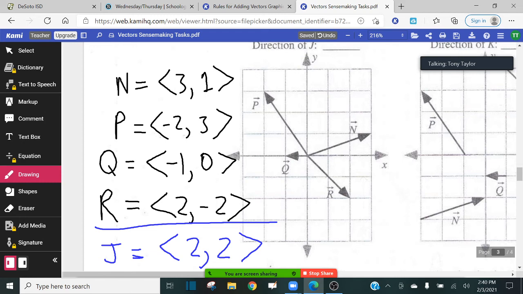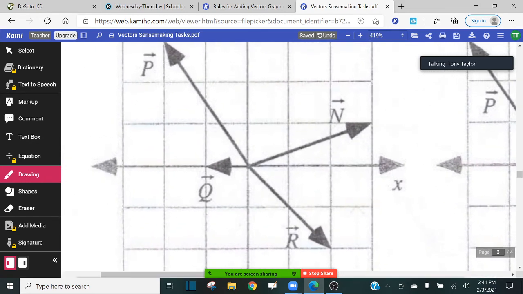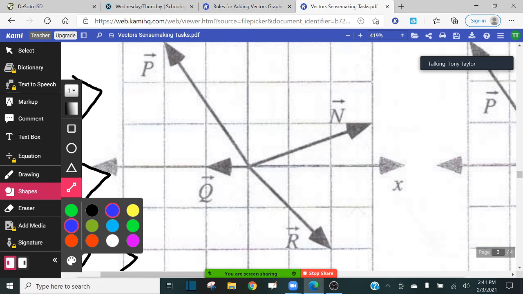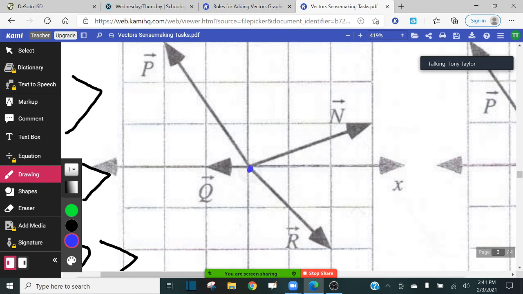So when you add up, you're going to add up the x components and add up the y components. When you do that, you're going to get the vector 2, 2. Okay, so everybody got that? In other words, if I have to draw that vector on this grid, how would it look? I'm going to start drawing my vector from the origin here. You don't necessarily have to start from your origin, but I want to do it on this one because that's how they drew theirs.